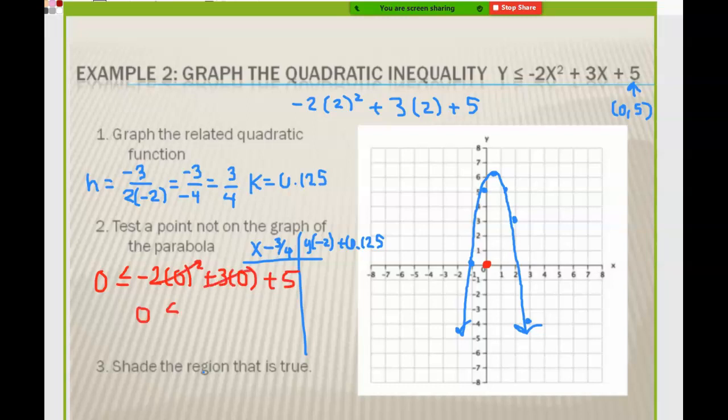So I get 0 is less than or equal to 5. In this case, that's true. So I say shade inside my quadratic. And my quadratic is solid, meaning points on the quadratic would also make that true. So in the last example, you couldn't pick any points on your function because it was dashed. Now that my function is solid, I can pick points from the graph to be true as well.